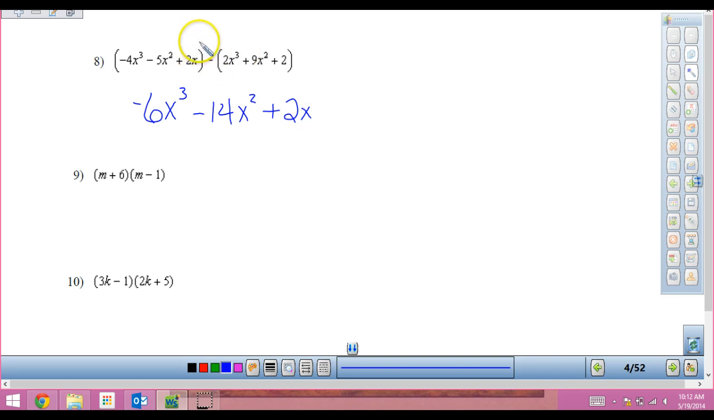And then we have to be careful here because we have to think of this as being a 0 minus 2, and that's going to change to a negative 2, so be careful with that part right there.